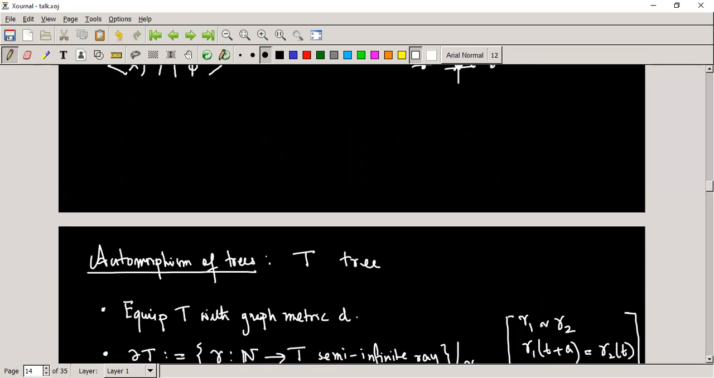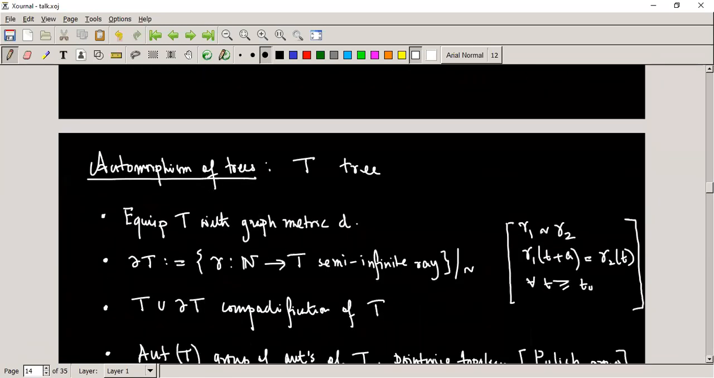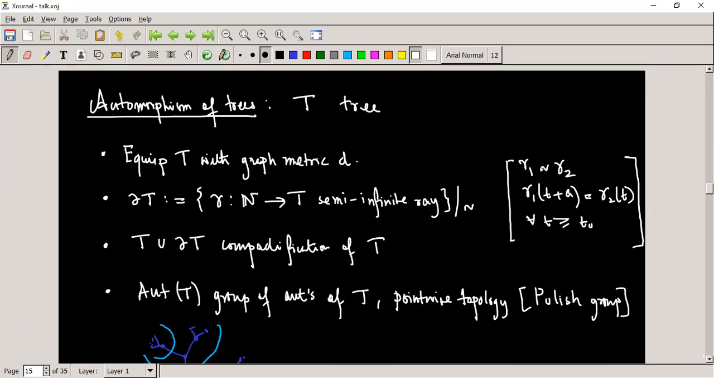Let's see. So trees. So something more about trees that I'm going to use in the second talk, not today, but second talk. So you'll see the formal similarity between a tree and a hyperbolic space. So suppose T is a tree.